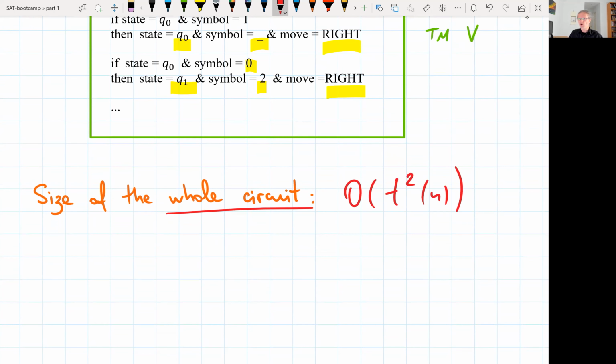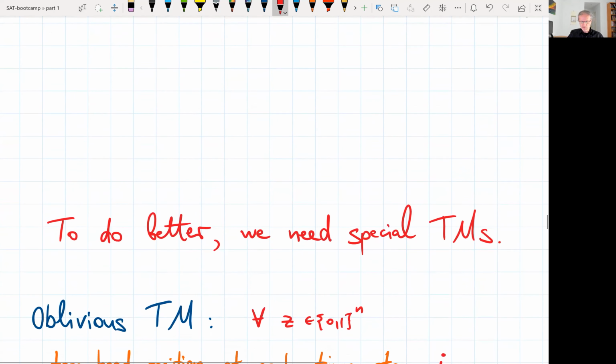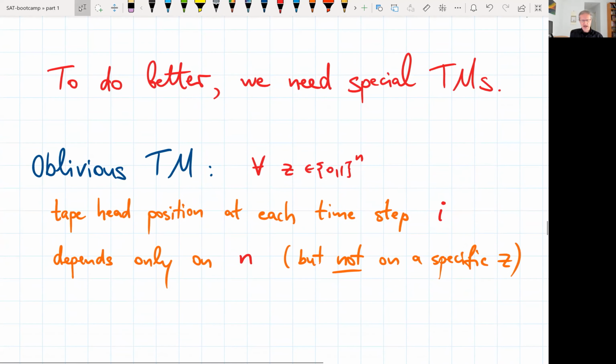And that's not what I promised. I promised you t log t. So how can we do better? Well, to do better, we need special kinds of Turing machines, which are called Oblivious Turing machines. What is an Oblivious Turing machine? It's a wonderful algorithm which can obfuscate its behavior in some sense.